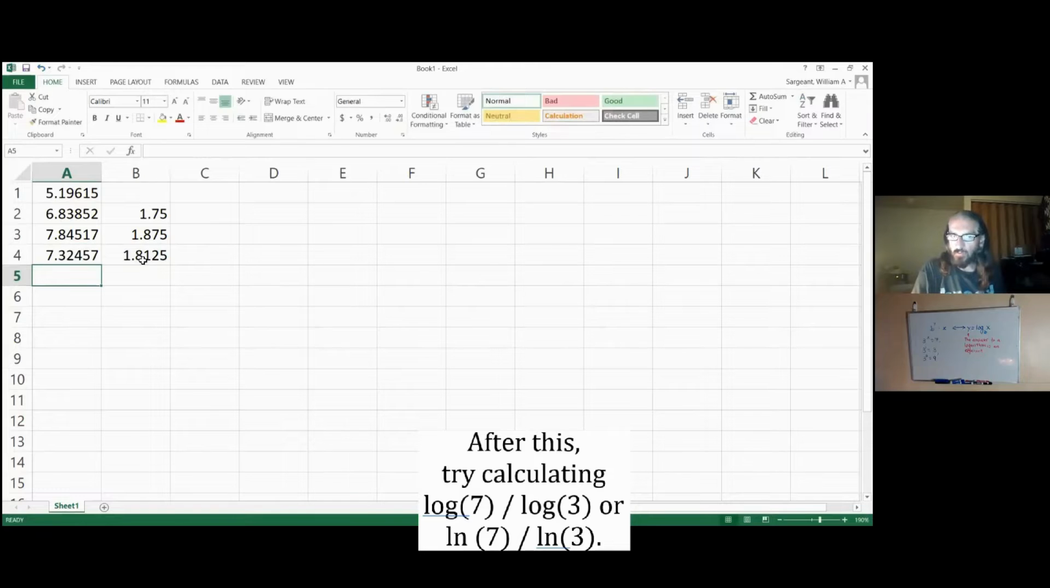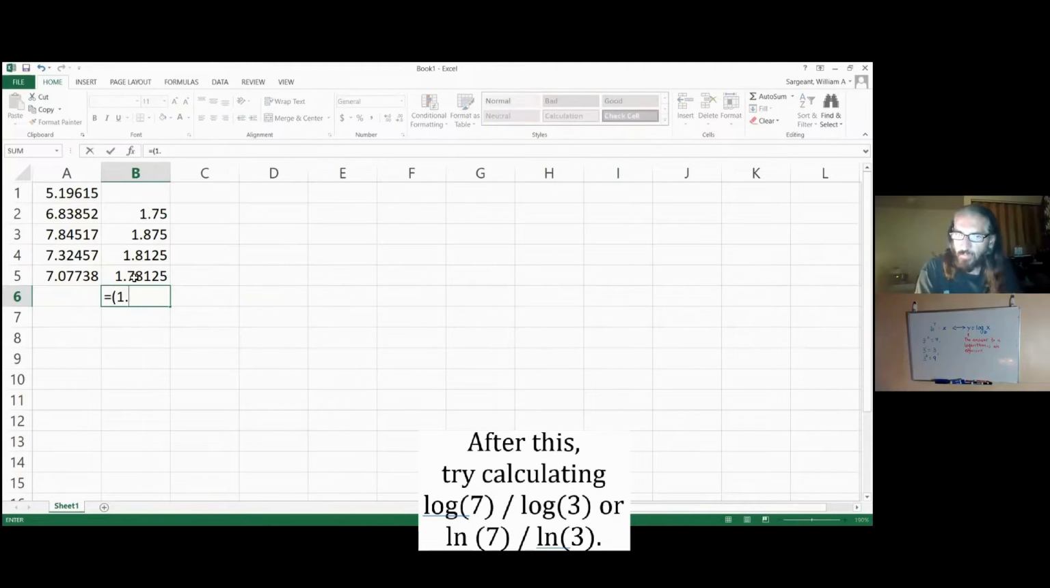And as the exponent came down, so did the resulting answer, but it's still too high. So I'm going to go halfway between the 1.75 and the 1.8125. And raise 3 to that power. Still too high. So again, I back off, go halfway between the 1.75 and that 1.78125, and raise 3 to that power.